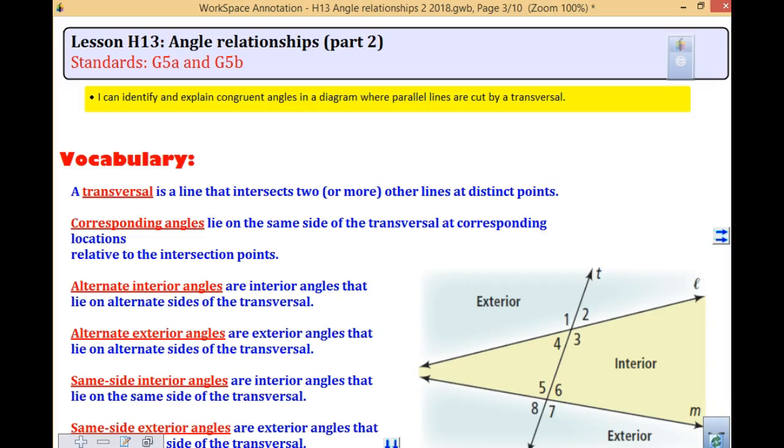Word transversal. It's a line that intersects two or more lines. This line right here is going to be our transversal, line T. It intersects two lines.